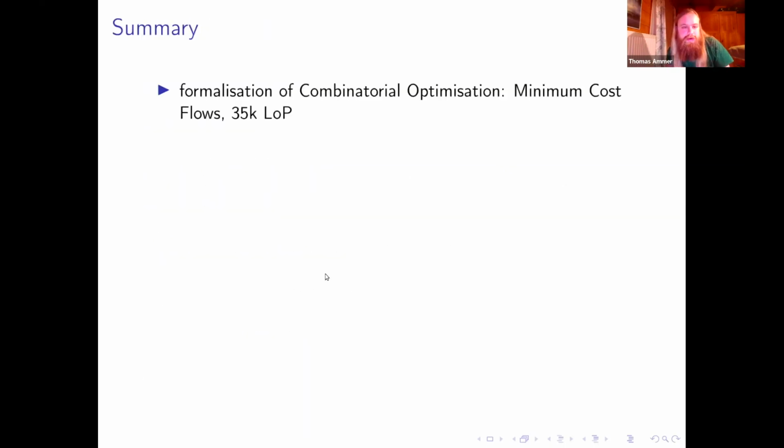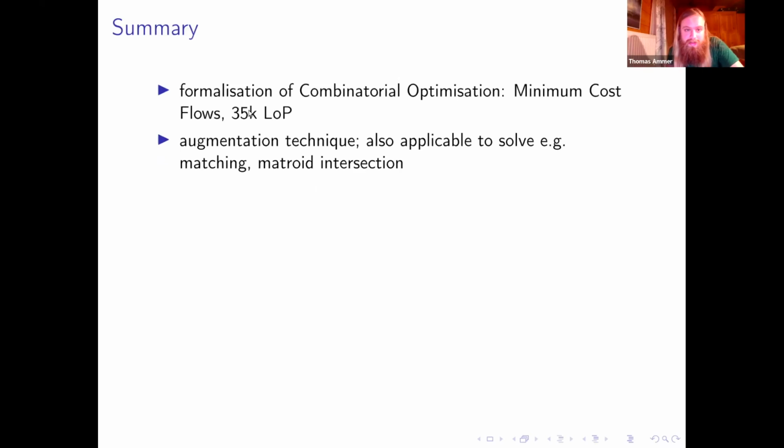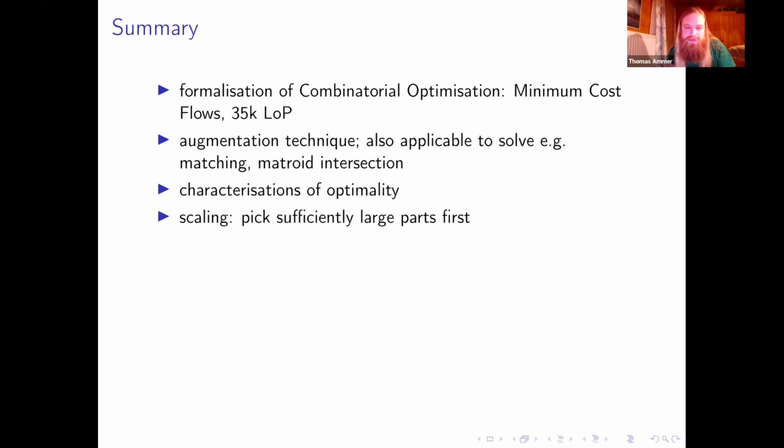Okay, let me quickly summarize. So I formalized the minimum cost flow problem, which belongs to combinatorial optimization. So in total, that's 35,000 lines of proof. Then for solving the flow problems, we used the augmentation technique, which is a way of sending flow through a network. And then there are characterizations of flow optimality. So a flow is optimum if and only if there is no structure that allows for an augmentation.